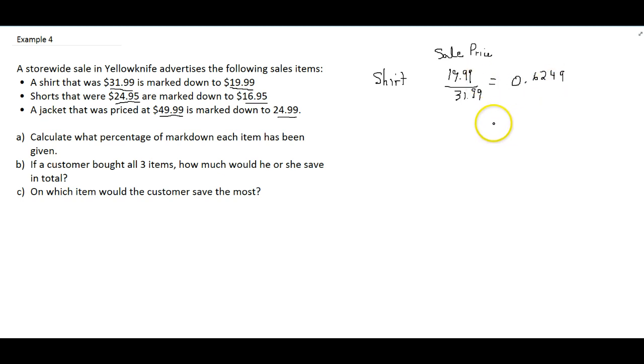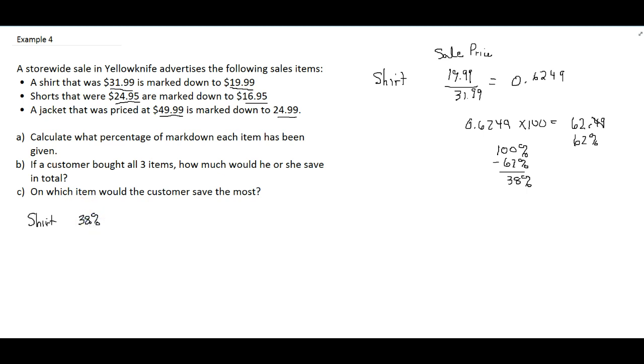So if I multiply that by 100, 0.6249 multiplied by 100%, that's going to give me 62.49%. Let's work in whole percentages. So we're going to round this to 62%. So the sale price is 62%. If we want to determine the markdown, we take 100%, subtract out that 62%, and that gives us 38%. So our shirt has a markdown of 38%.